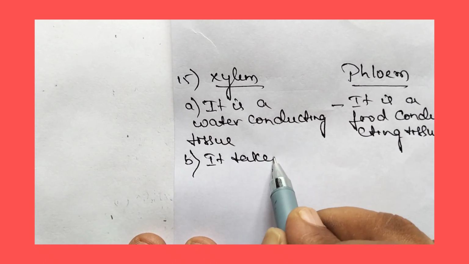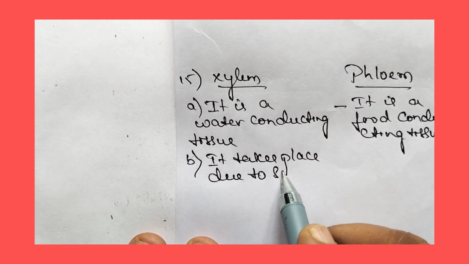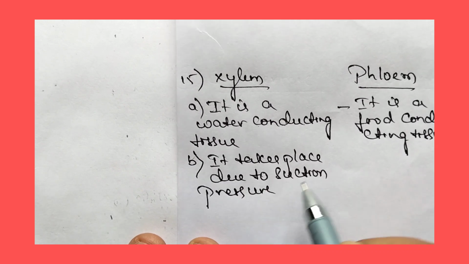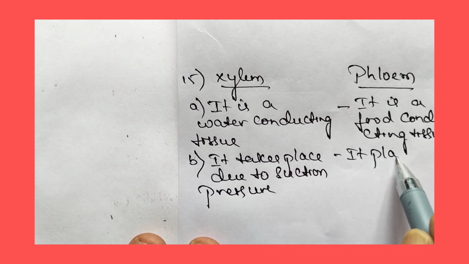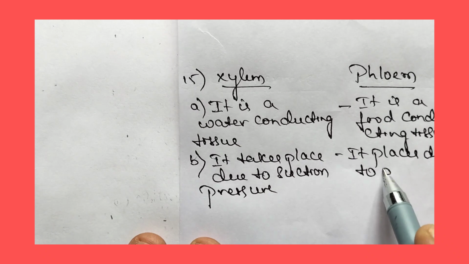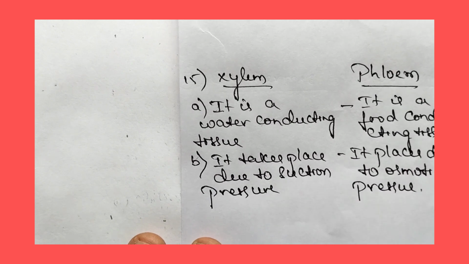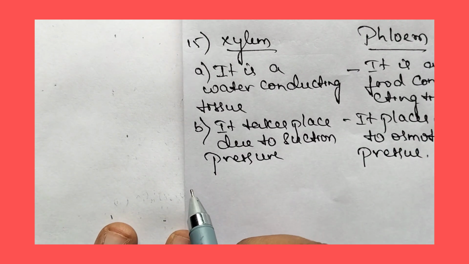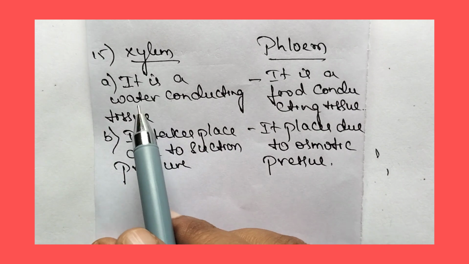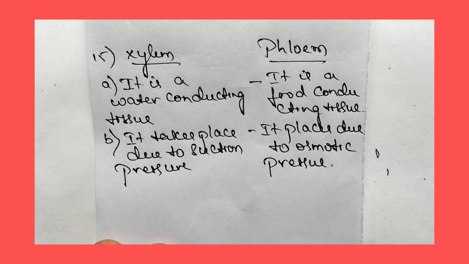It takes place due to suction pressure. It takes place due to osmotic pressure. This is the second difference between xylem and phloem. Xylem water conducting, phloem food conducting.